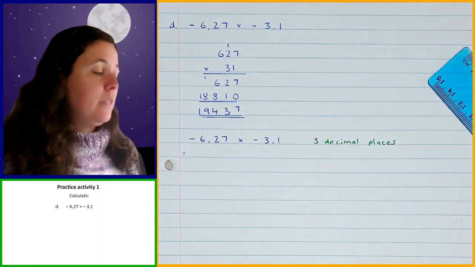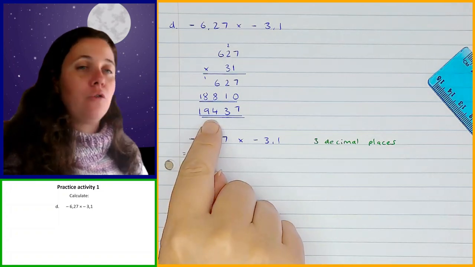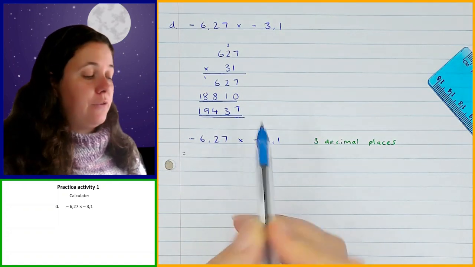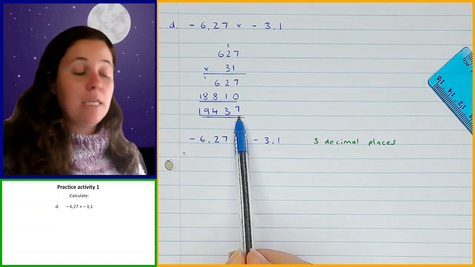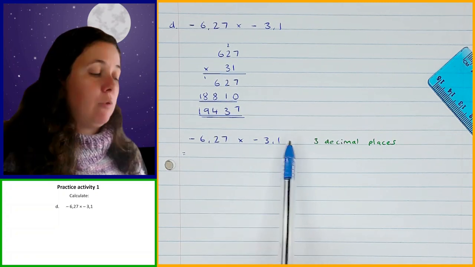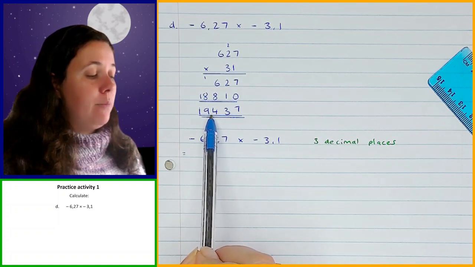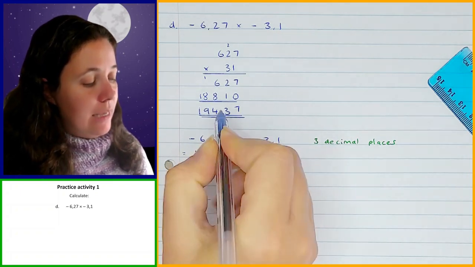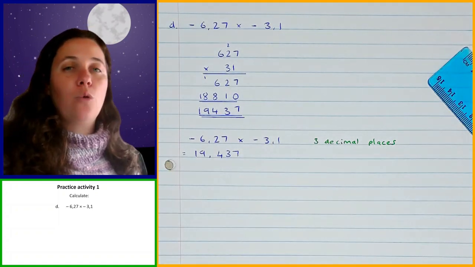Okay, once you know how many decimal places you have, you can go and take this and convert it into an answer for that. A negative times a negative is positive. Then I need to have 3 decimal places. Now this is more than 3 digits. So only 3 of these are going to be decimal places. The rest will not be decimal places. So the last 3 digits will be decimal places. So my comma is going to go after the 9 over there. So I'm going to have 19, comma, and then 437. So that's what we should get for question D.